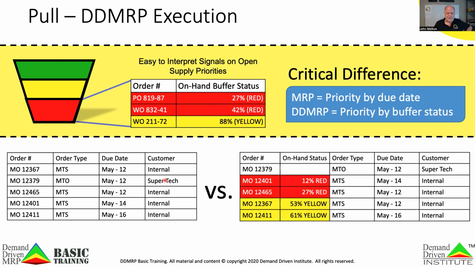So would you rather have a look like this where we had all the due dates, or would you rather understand, if we've decided that we're going to buffer a component here, this one's at 12% in the red, even though the due date says May 14th. If we look by due date, it puts us 4th in line. But if we look at buffer status, it puts us 2nd, only to the make-to-order part where we have an actual due date with the customer. But otherwise, we can follow a different logic to understand our prioritization.